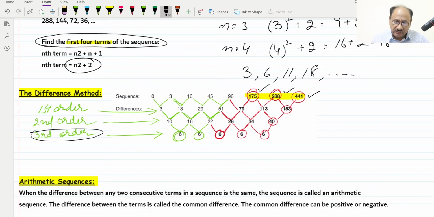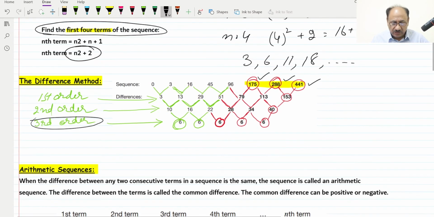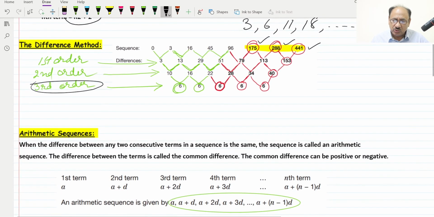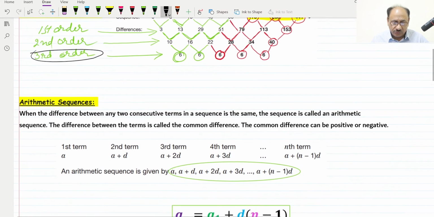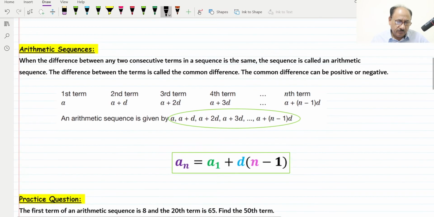This is known as the difference method, and you can also practice the difference method. It takes a little more time, but it is perfect, you can use it, and it is accepted in the exam also. So your answer reached by the difference method will also be acceptable.